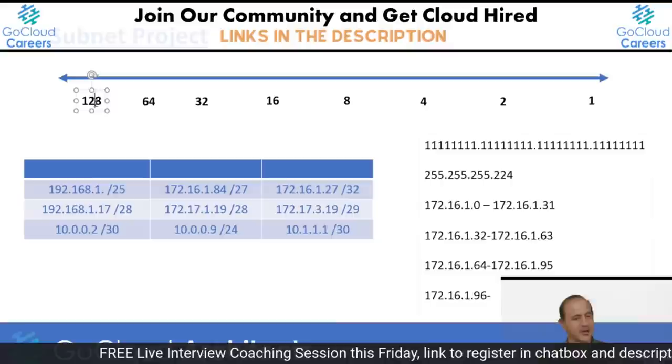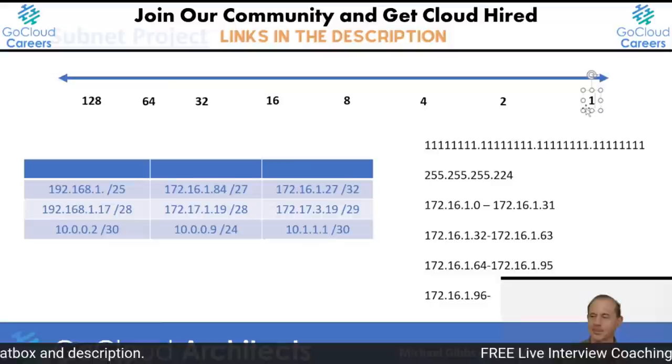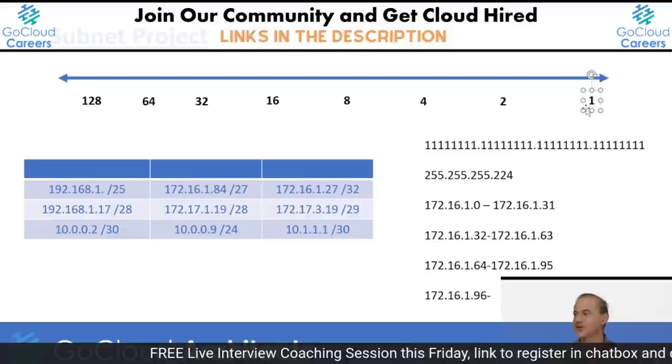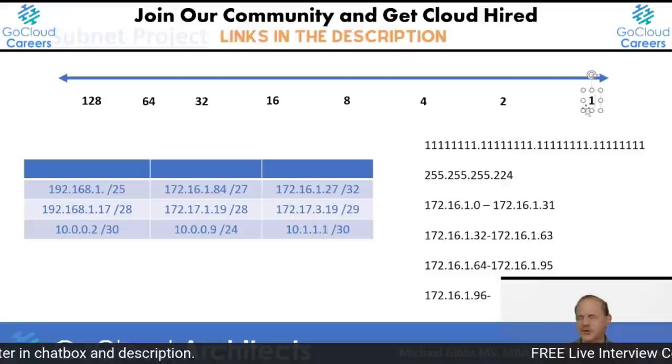128 plus 64 plus 32 plus 16 plus 8 plus 4 plus 2 plus 1. Anybody know what that kind of math looks like? What that equals? 128, 64, 32, 16, 8, 4, 2, 1 is 255. So 2 to the 8th minus 2. It's a host row. We got none.